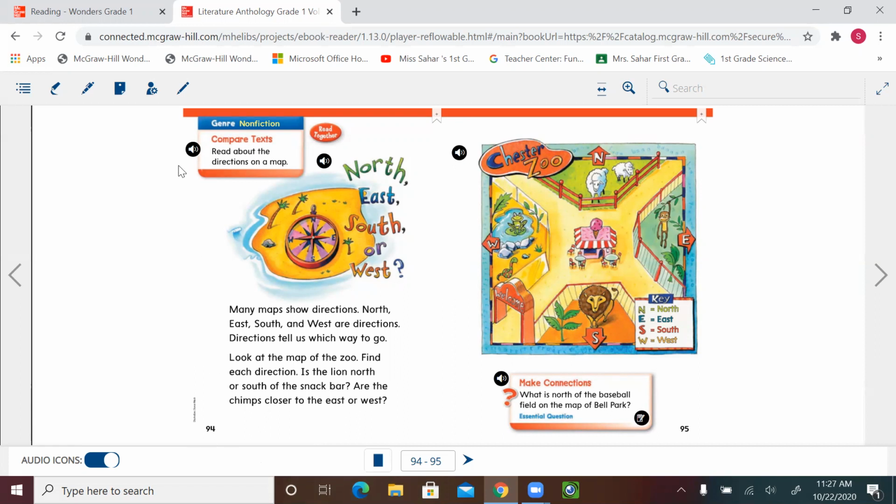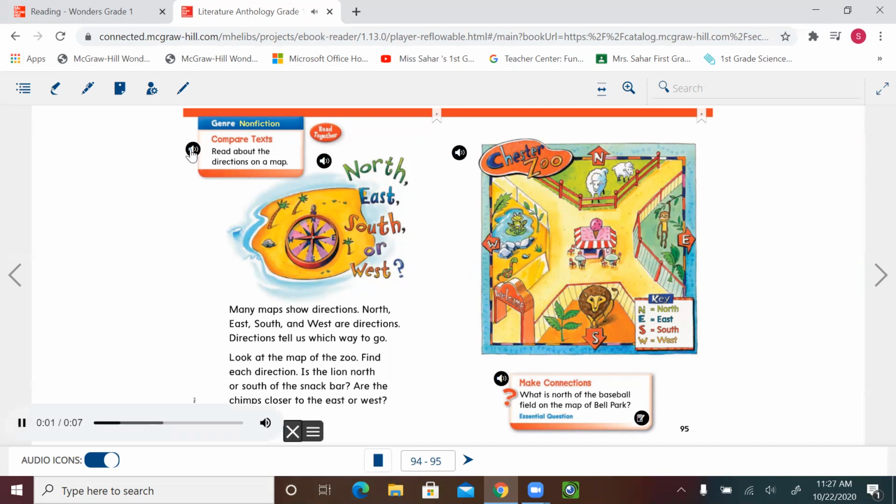Okay, so today we will be learning about direction on a map. Genre, nonfiction. Compare texts. Read about the directions on a map. So we know that this is informational because this selection gives you information about maps, about places, and explain how can you use map and get details from the picture and from the text.